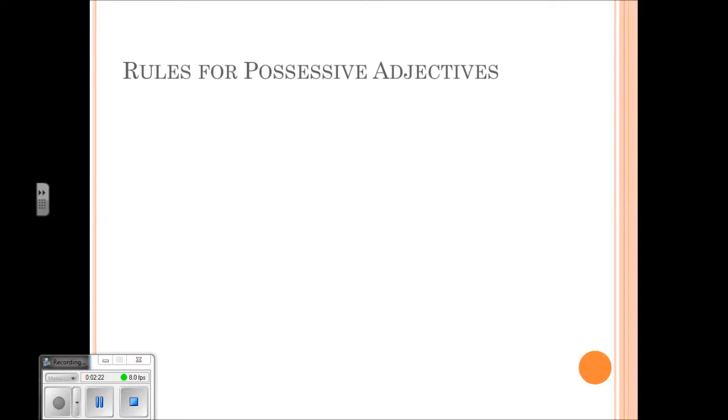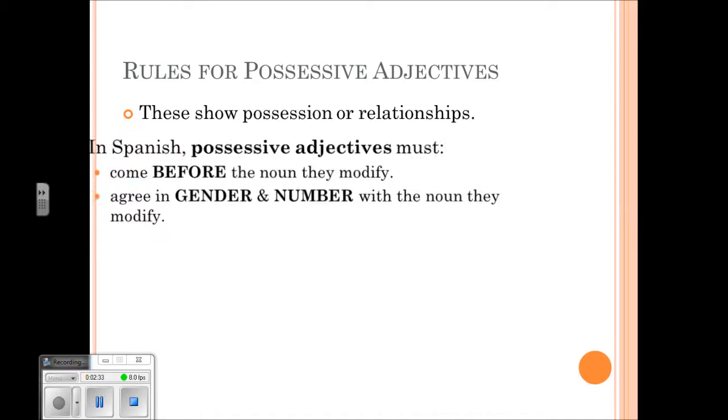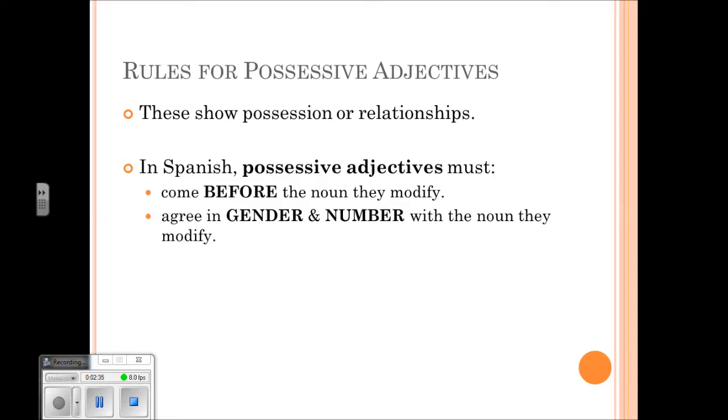Rules for possessive adjectives. These are a little bit different. They're used to show possession or relationships. So this is like my, your, his, her, our. In Spanish, possessive adjectives must come before the noun they modify. Usually, when we're talking about color or characteristic descriptions, like tall, short, ugly, skinny, fat, big, small, whatever, the adjective comes after the noun that we're modifying. These possessive adjectives, like mine and yours and such, come in front of the noun they modify.